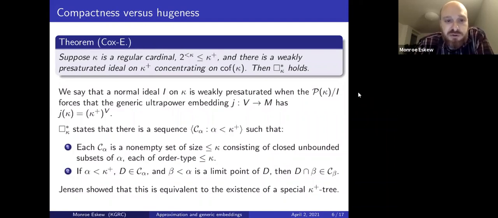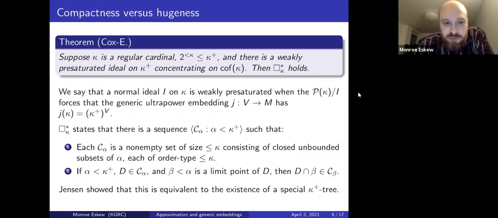So this is a consequence of being saturated, but it's also pre-saturated, and we're not actually assuming that Kappa plus is preserved by the forcing. We just want Kappa to be sent to Kappa plus.